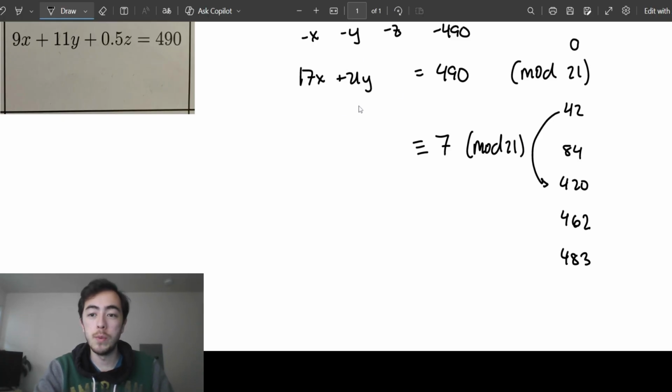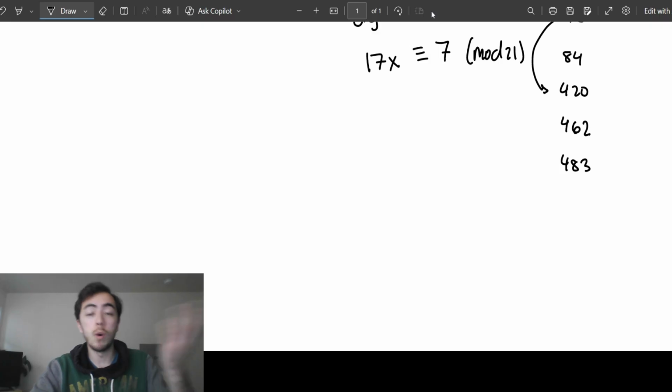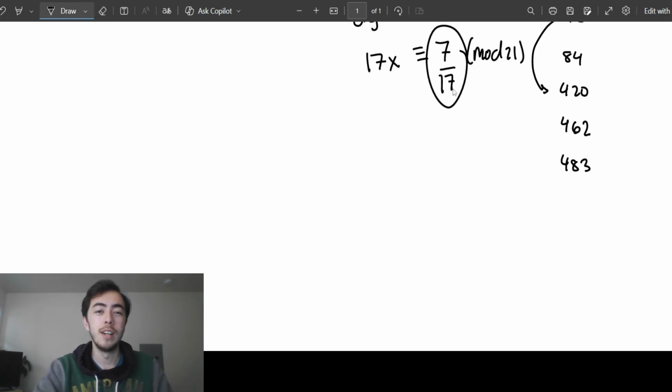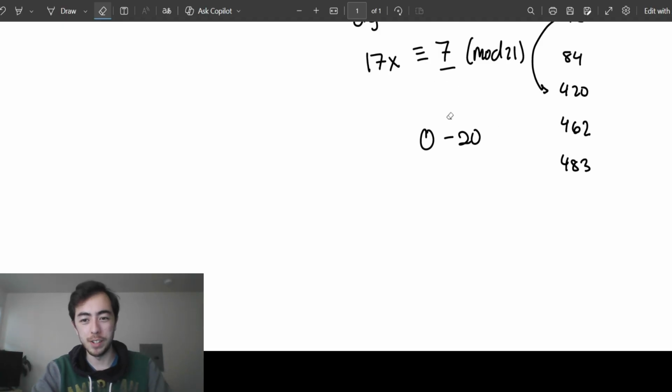This 21 times y is effectively 0 times y, so I can ignore it. And then I now just have 17x on the other side. Ideally, we isolate x and get 14 for today. So normally if this were an equation, I would just divide both sides by 17, but division doesn't really work so well in modular arithmetic because 7 over 17 doesn't exist here. Again, we're kind of working only in integers or whole numbers. And so I'm really expecting a number that's 0 through 20 and nothing else. And again, integers, not fractions.